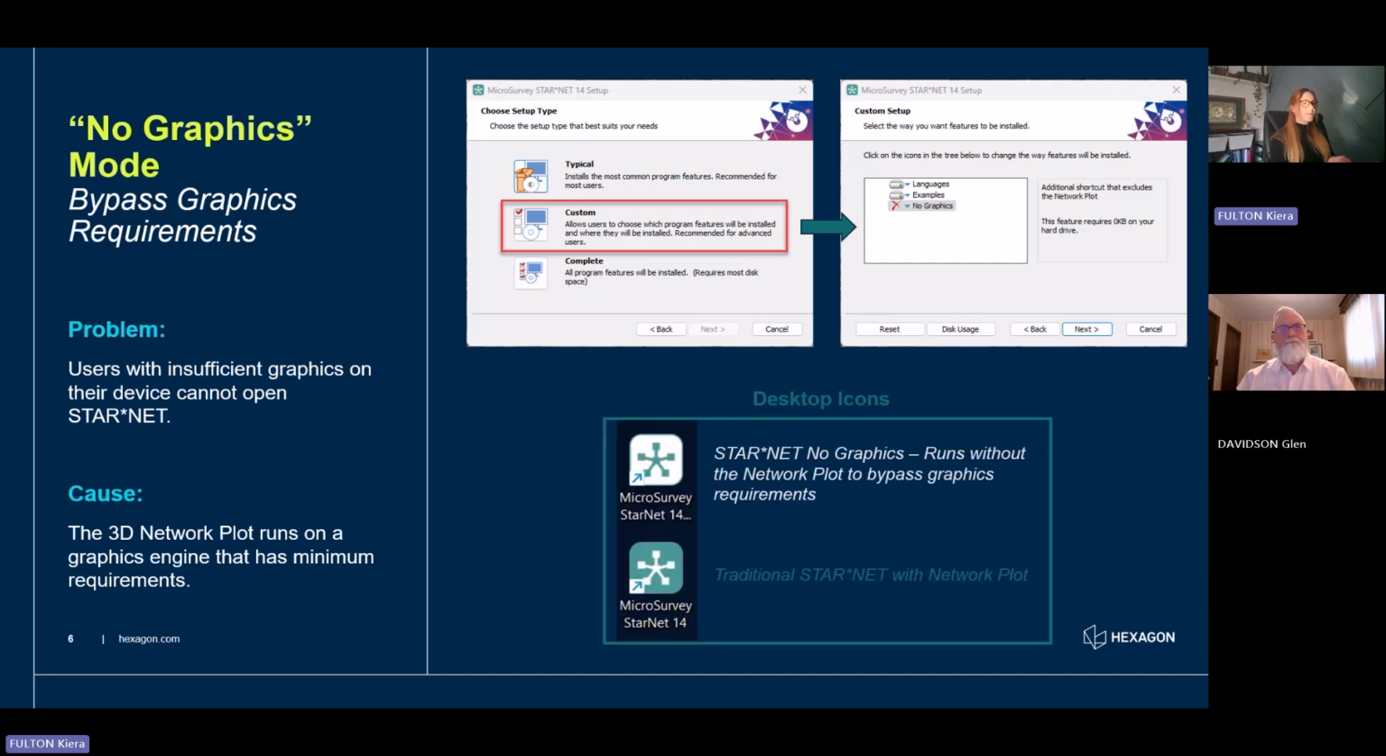And then upon installation, there will be two desktop icons. The blue one is the traditional StarNet that we all know and love. And the white one is the one that you would click to launch StarNet without the network plot to bypass those graphics requirements. So this is just going to solve a problem for some of our users where setting up that initial environment for StarNet has been a challenge.